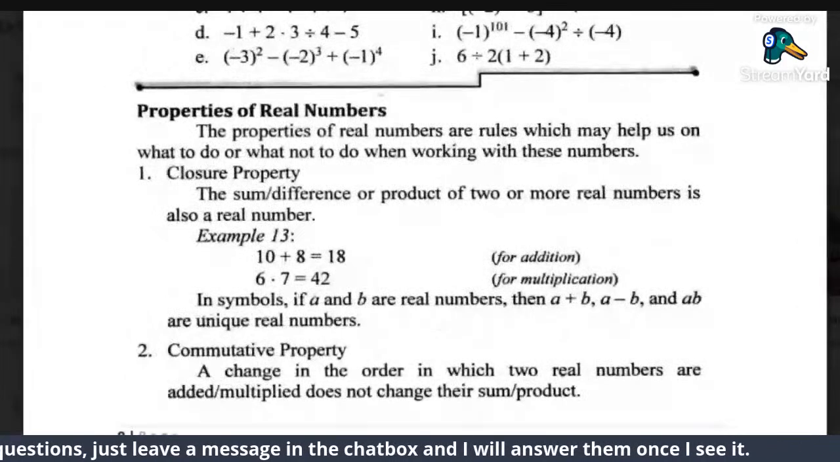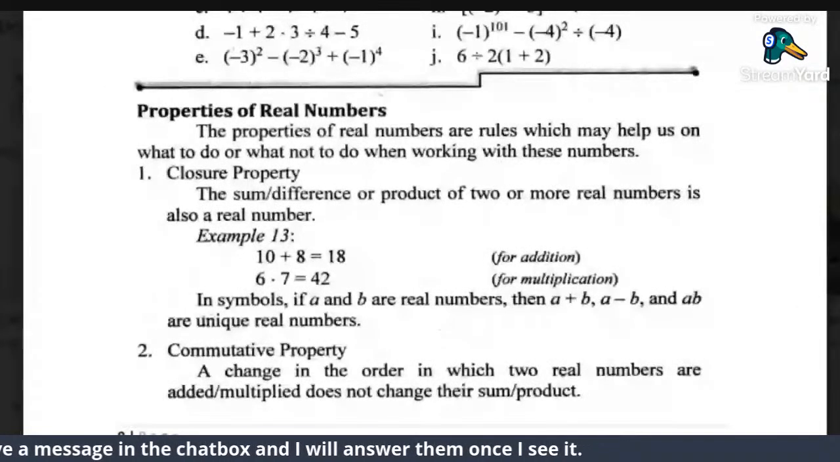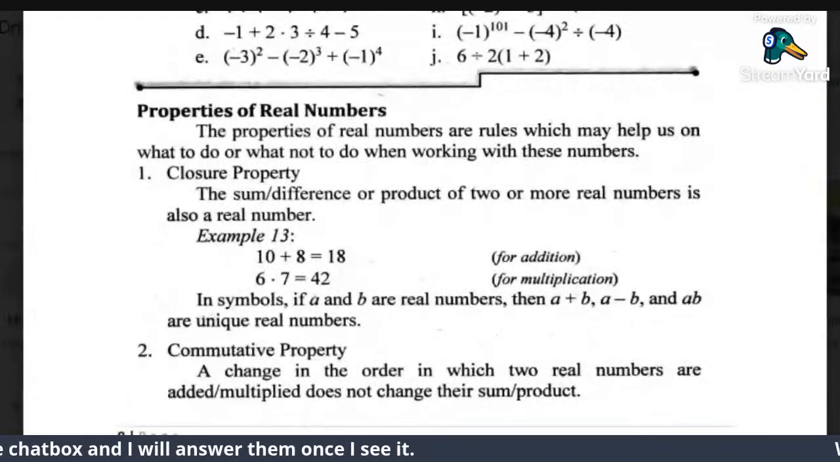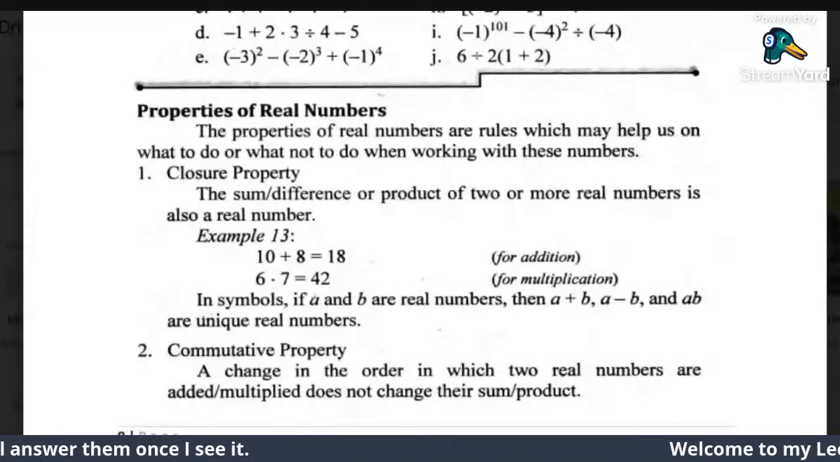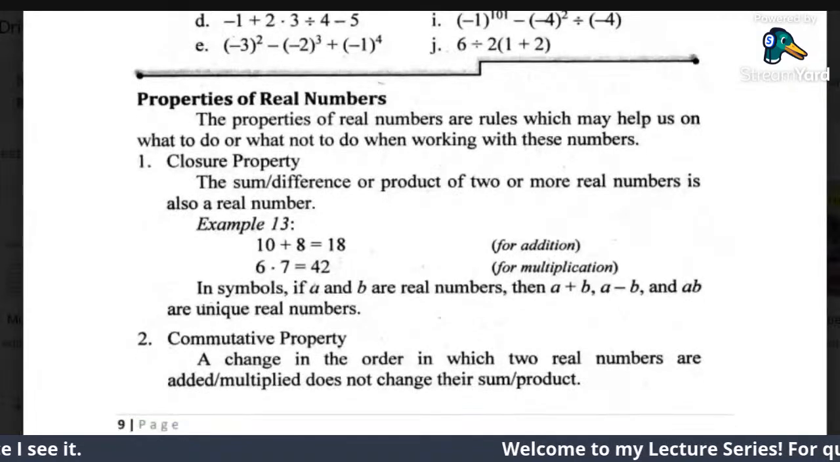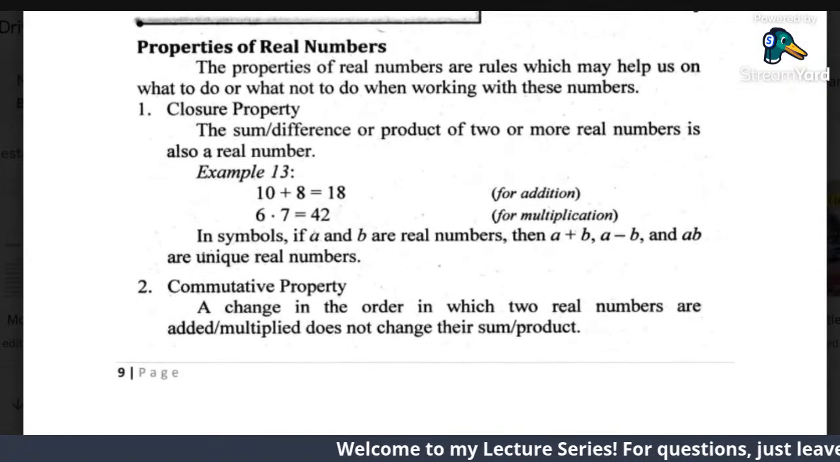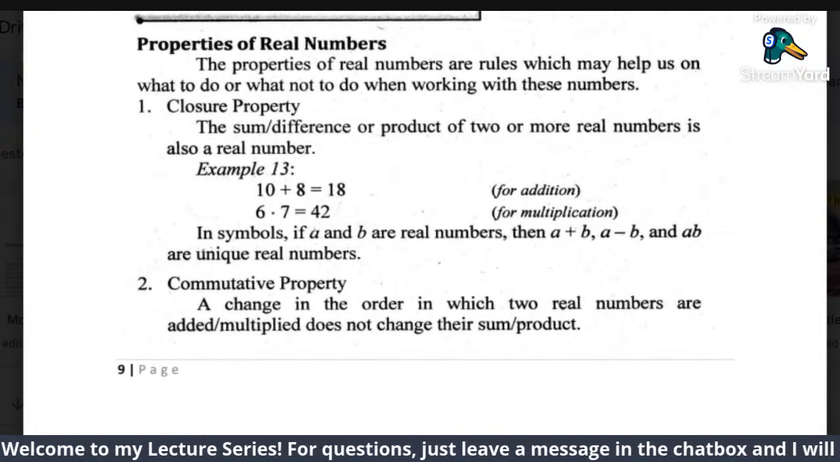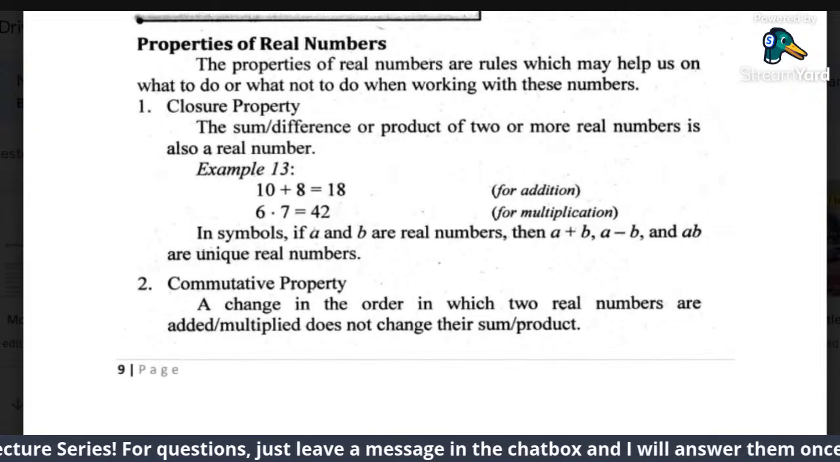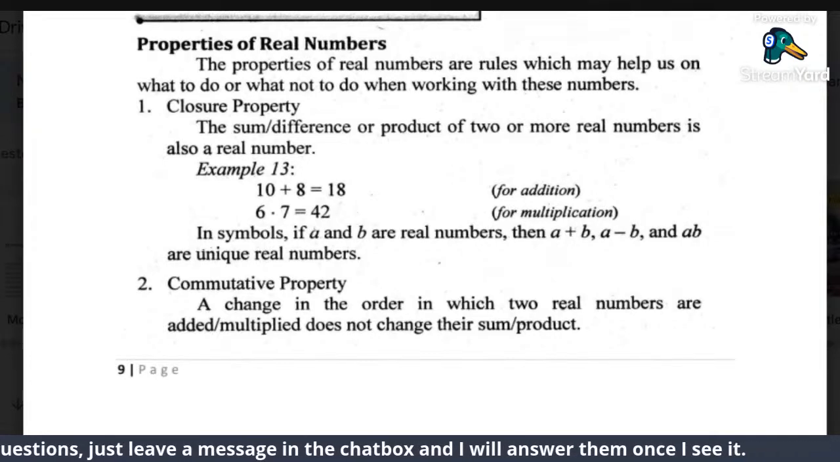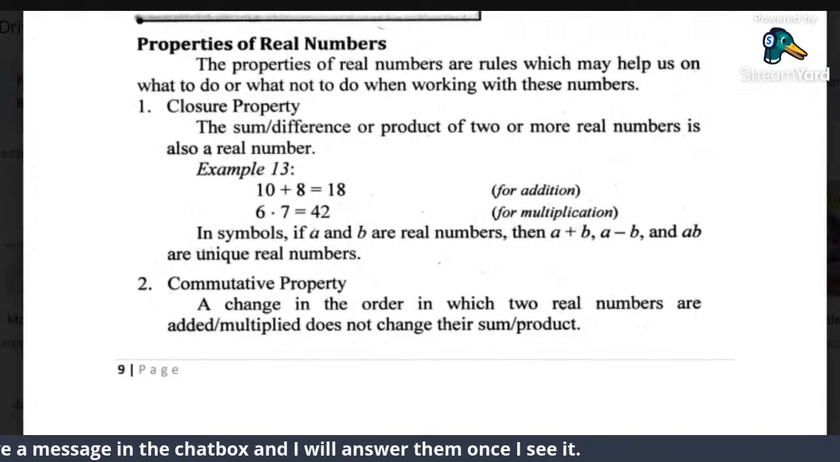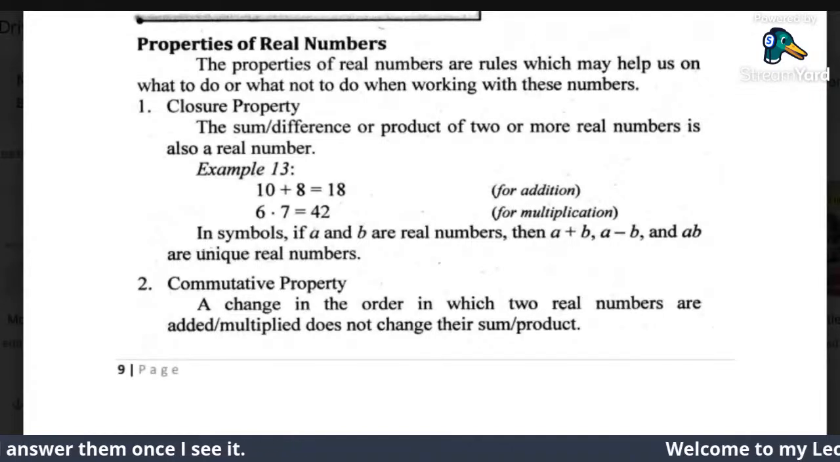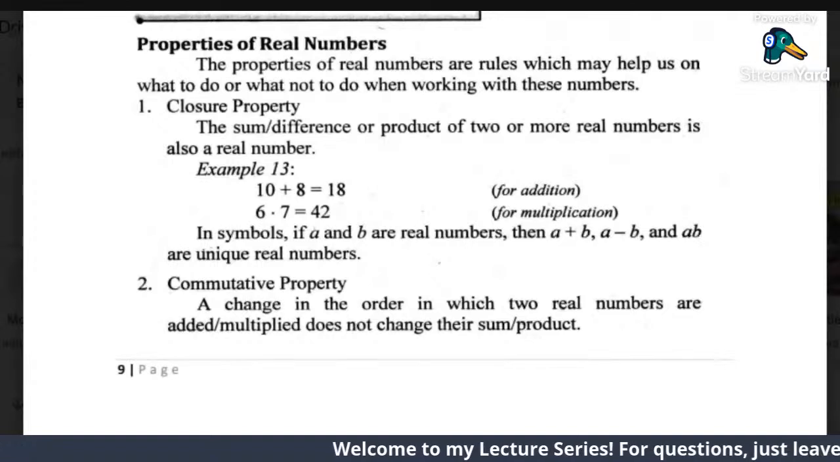All right. So we have the properties of real numbers. The properties of real numbers are rules which may help us on what to do or what not to do when working with these numbers. The first one is the closure property. The sum, difference, or product of two or more real numbers is also a real number. So for addition and multiplication under closure property, when you add two or more real numbers, the resulting number is a real number. Same is true with multiplication.